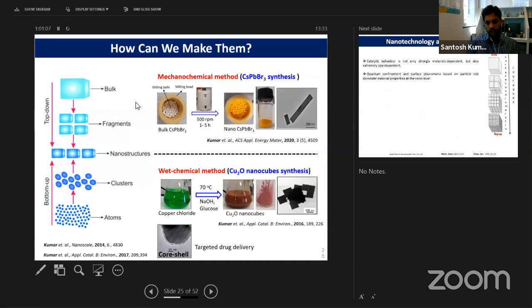Not just this, you can make a range of materials using different methods. There is a plenty of wet chemistry methods. You can make integrated materials or core-shell, for example. Core-shells are very well known for drug delivery. So depending upon the application, you choose a method to make them.